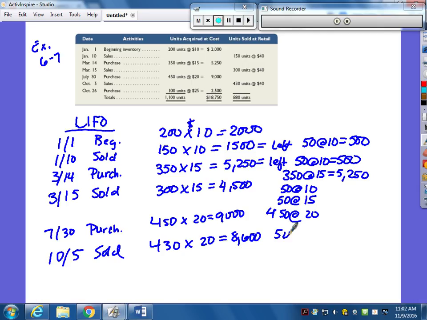You still got the 50 at 10, the 50 at 15, 20 at 20. And then lastly, October 26th, purchased 100 units at 25.